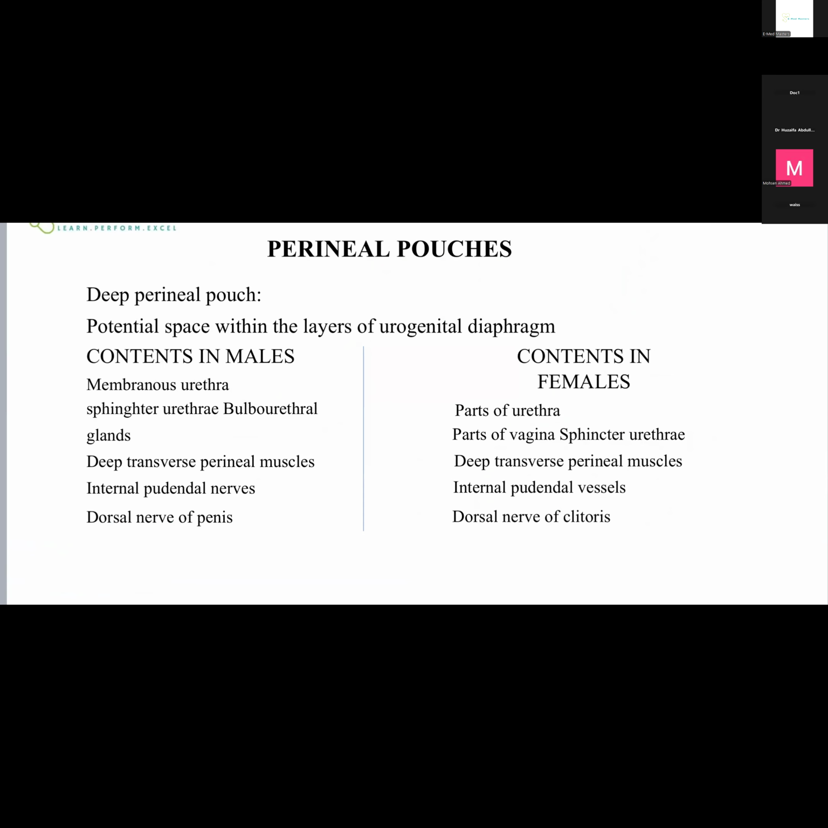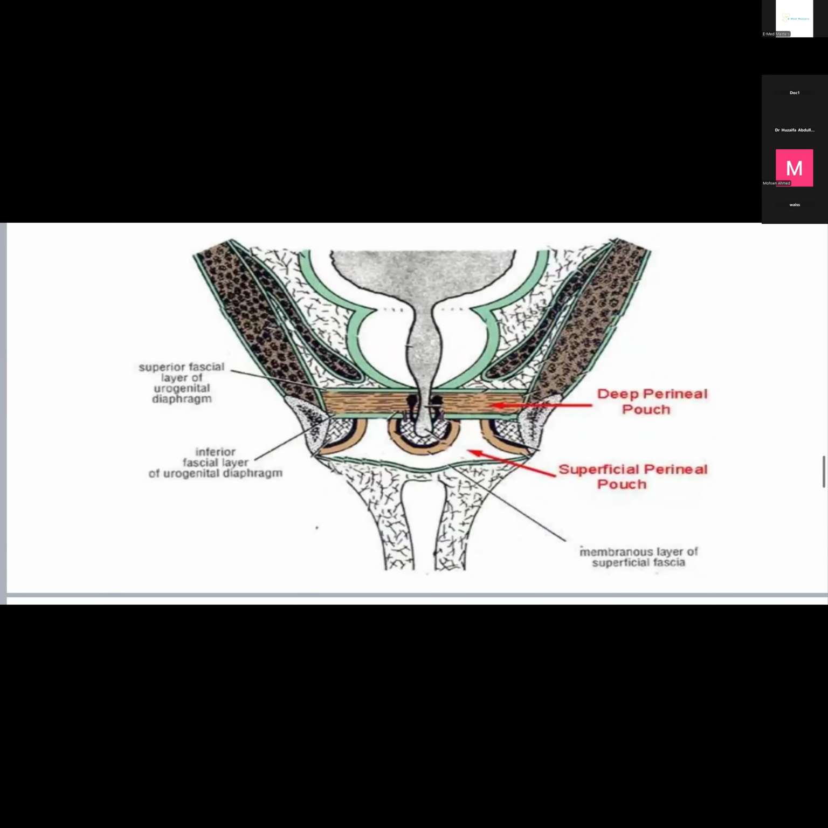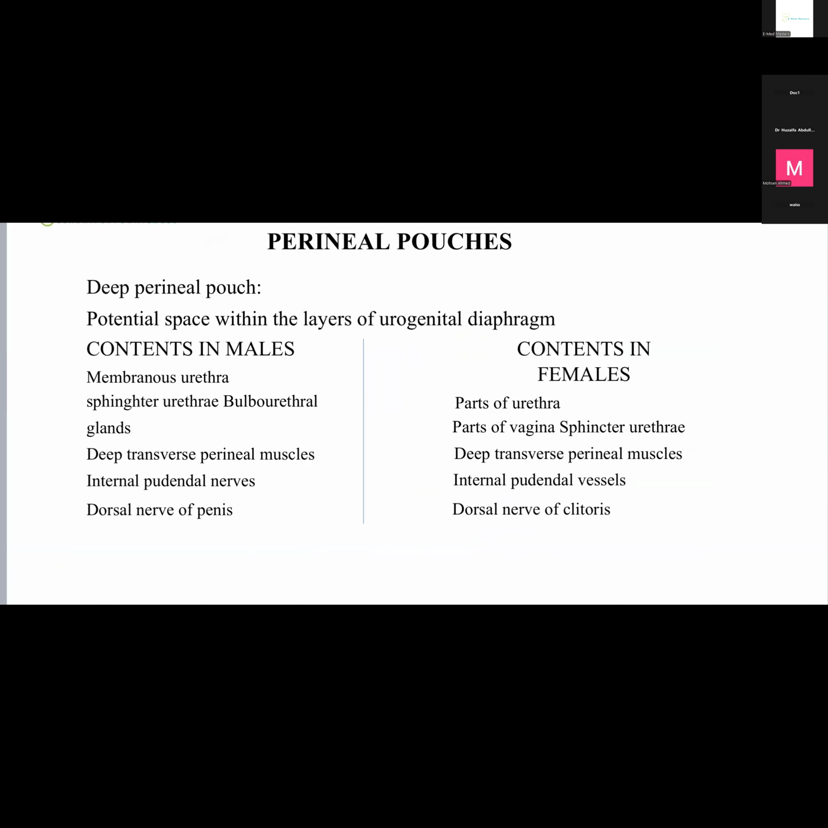Now, the deep perineal pouch. What is the deep perineal pouch? The deep perineal pouch is a potential space within the layers of the urogenital diaphragm. Let's see in the picture. You can see this is the urogenital diaphragm. These are the layers, and there's a space. This is the deep perineal pouch. As it is a potential space, it must contain contents in males and females. This is an important point to remember, and the contents differ in males and females.